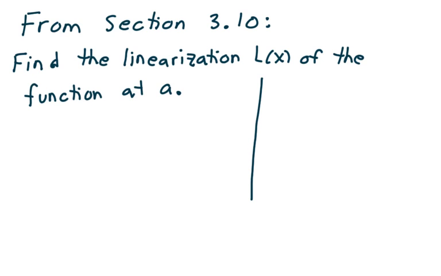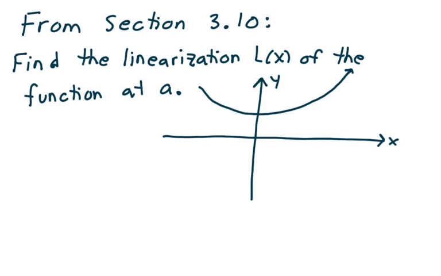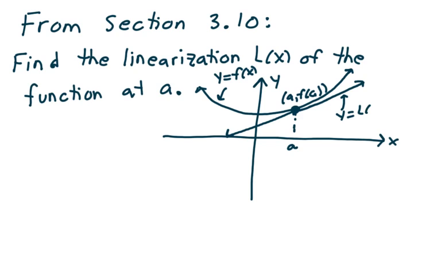So in other words, here's y, here's x. Here we're given the curve y equals f of x. Here's the point A, f of A. So this is y equals f of x, again, and this is the tangent line. And essentially, I want the equation of that line. So this is y equals L of x. So that's what we're doing in these first set of exercises.